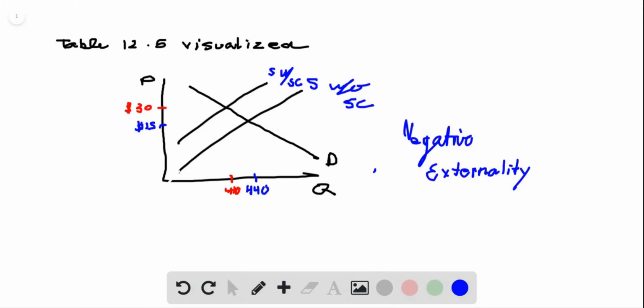Right. So what we have here is table 12.5 visualized. What we have here is the price in dollars, the quantity. This is the social demand curve, and we have two different supply curves. We have the supply without the social cost, which is the CO2 emissions because they're harmful to the environment, and we have the supply curve with the social cost. And the CO2 emissions are an example of a negative externality.